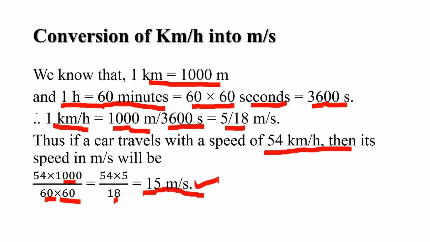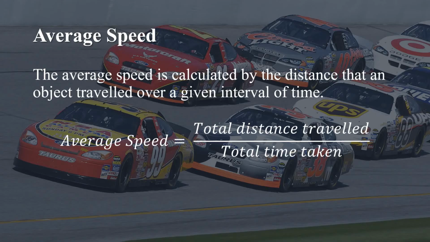And students, now let us understand the term average speed. The average speed is calculated from the distance that an object traveled over a given interval of time. In other words, we can calculate the average speed of an object by applying the formula: average speed equal to total distance traveled upon total time taken.